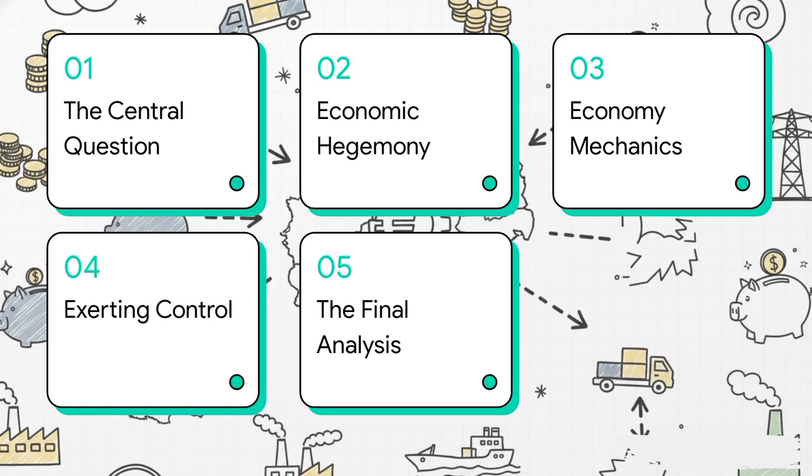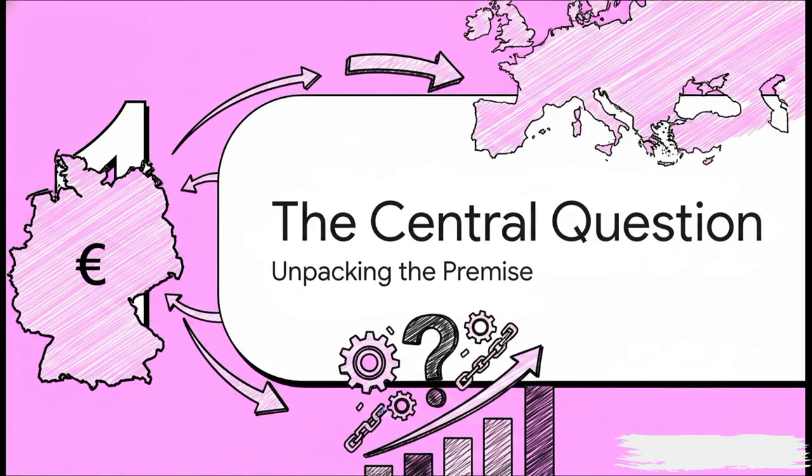Here is our blueprint for this explainer. First, we'll look at the central question. Second, defining economic hegemony. Third, the mechanics of the economy. Fourth, how control is exerted. And finally, Section 5, the final analysis. Section 1, the central question, unpacking the premise.